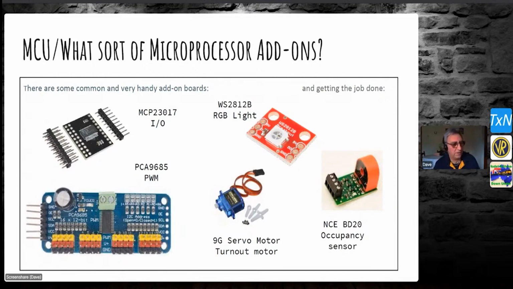And then for occupancy detection, something like an NCE BD20. They're a bit of overkill really because they've got extra circuitry for controlling relays, but we're not using those. But they can be connected to one of those I/O pins.